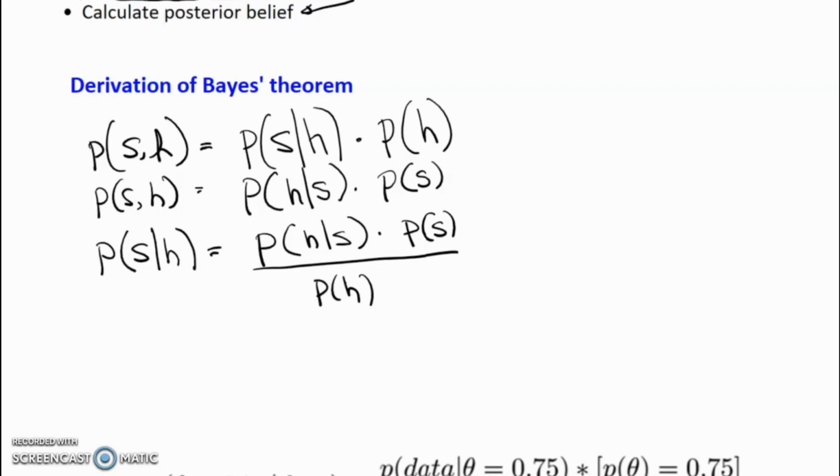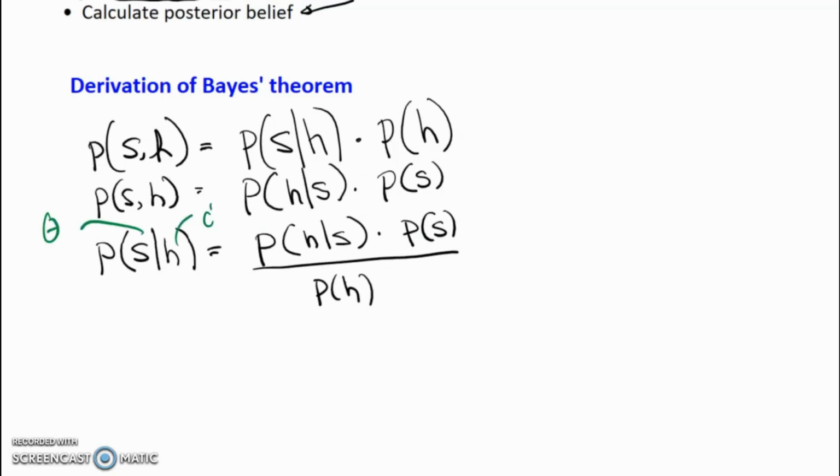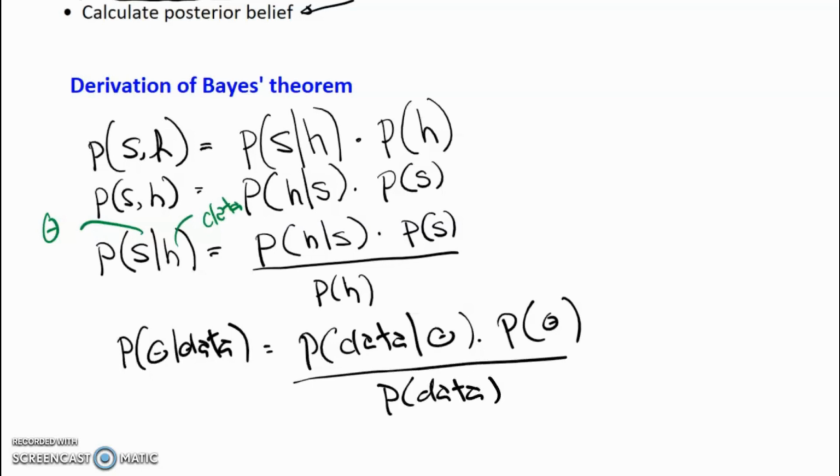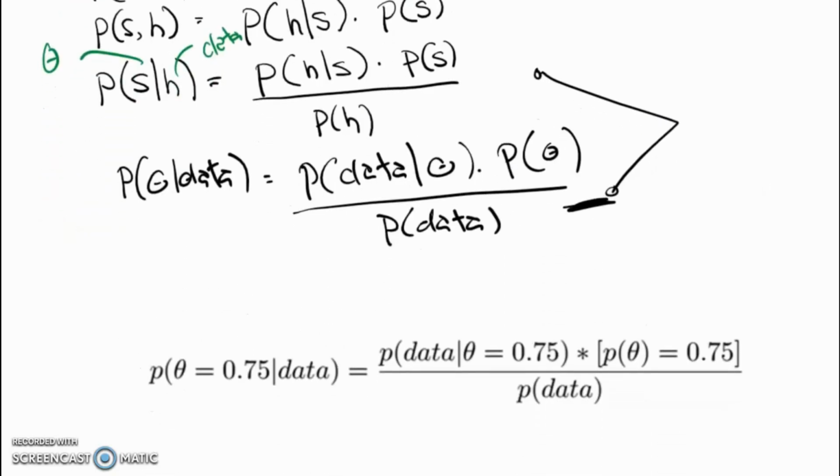And so now I'm just going to make a very simple substitution. Instead of S, I'm going to say theta, and instead of H, I'm going to say data. And if I do that, what I get is the probability of theta given data is equal to the probability of data given theta times the probability of theta, divided by the probability of data. So these two things have exactly the same form. But now I'm going to use this to solve my problem.